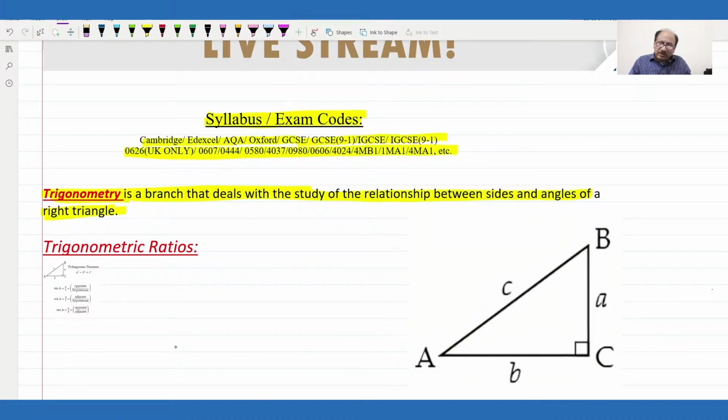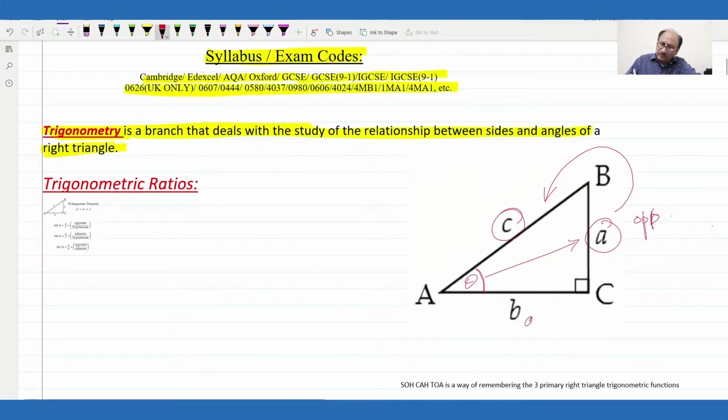Now trigonometric ratios are what? When we are dividing the length of one side by another, like BC divided by AC, or BC divided by AB, and if we name the sides, for example if we take this angle as theta, this will be the opposite side. Adjacent to this angle is the adjacent side. Or we can say this is base and this is perpendicular, so we can name them like this, and this side will be the hypotenuse.